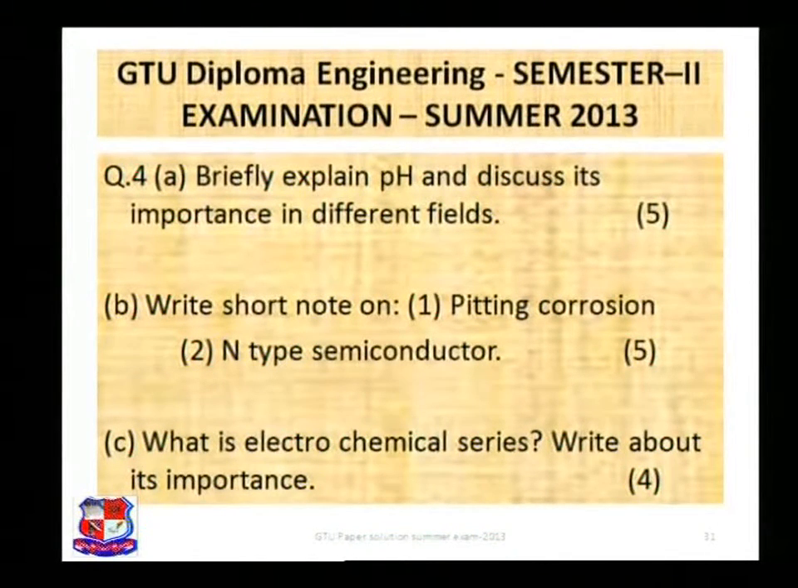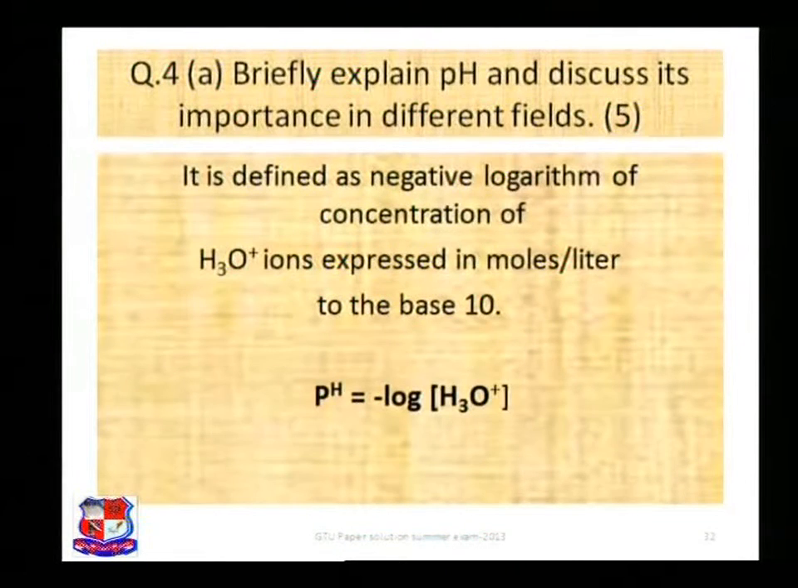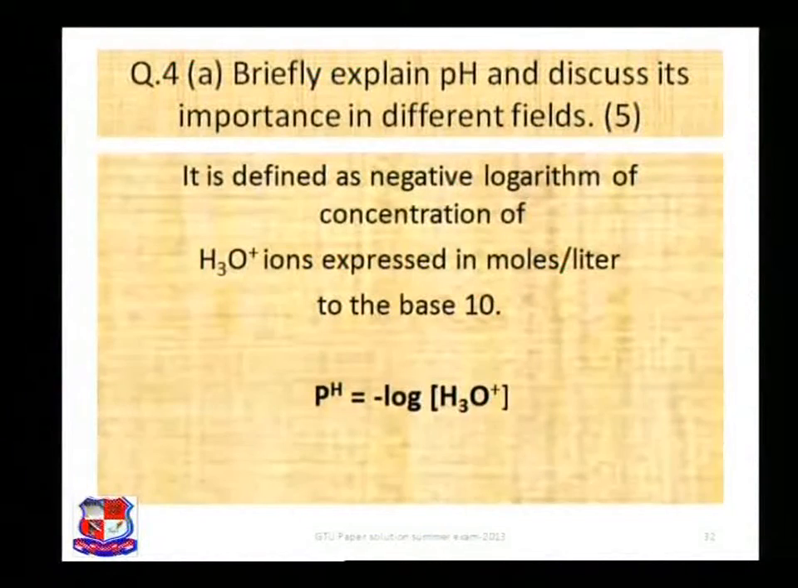We will be taking up here question 4A. The first thing, the pH: describe briefly the pH, discuss its importance in the different fields. It has 5 marks weightage. So what we are going to do, we will write the definition, we will write the mathematical form of the pH, and after that we will put up the industrial applications of the pH. What is pH? What is the definition? It is described as the negative logarithm of concentration of H3O+ ions expressed in moles per liter to the base 10. So this is actually the definition of the pH.